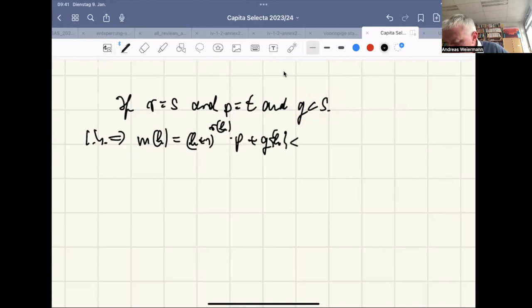And now if we copy the first part, r of k is the same as s of k. P is equal to t, so this term is the same as this term. Q of k is now by induction hypothesis smaller than u of k. This is n of k.